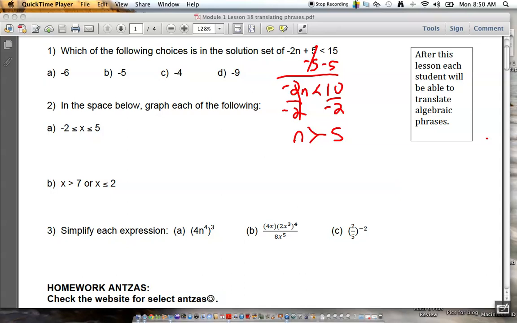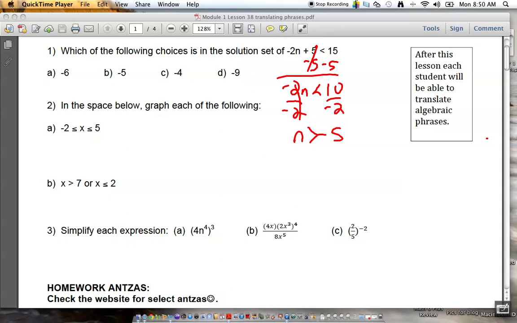I want you to realize you're changing every sign in this problem. It's not just one sign. -2n becomes positive, less than becomes greater than, and +10 becomes -5. So when you negate, every single sign is changed, from the positive and negative signs to the inequality sign itself. Questions?